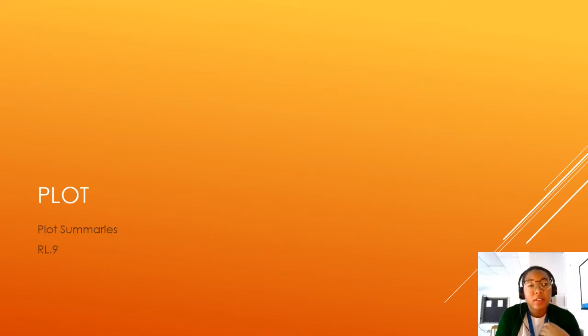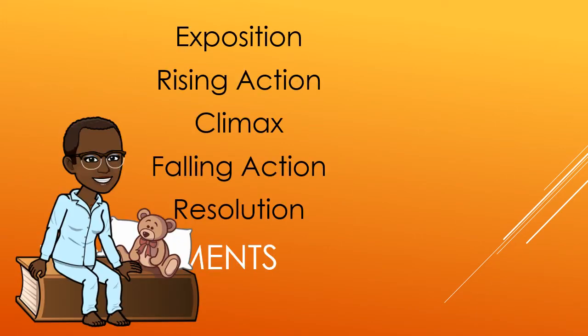All right, everybody. As we have already discussed plot in Monday's live session, I just want to give you guys an opportunity to practice identifying the different plot elements in a short story. The short story we will be talking about today is called... All right, we have our plot elements here. We have the exposition, rising action, climax, falling action, and the resolution.